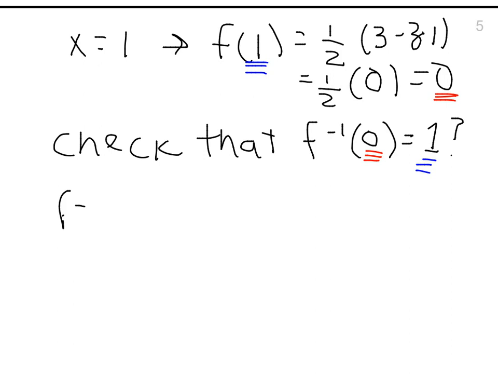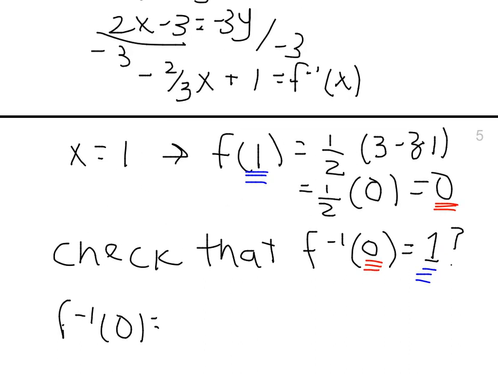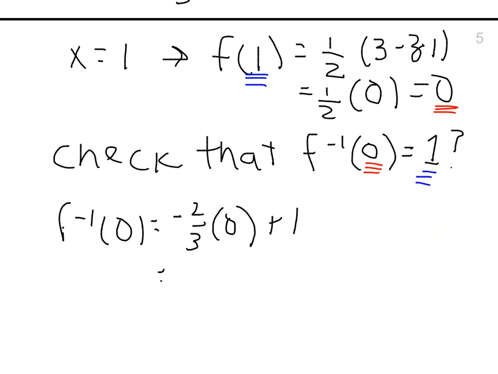So let's see, what is f inverse of 0? Scroll back up to see what f inverse was. So that's negative 2/3 times x plus 1. So we have negative 2/3 times 0 plus 1, which is 0 plus 1, or just 1. So it turns out when we plugged 0 into our inverse function, we did in fact get out 1, which was the original input, when 0 is the output. So this is in fact the inverse function for f of x, and our work was correct.